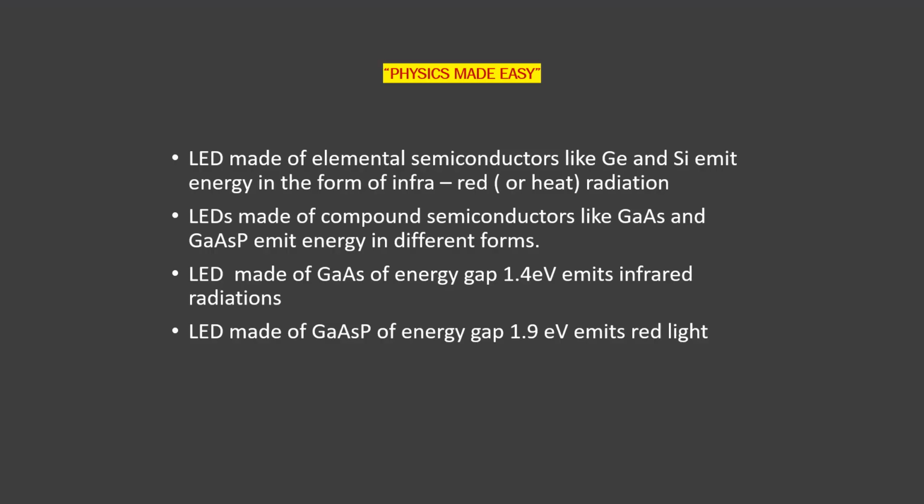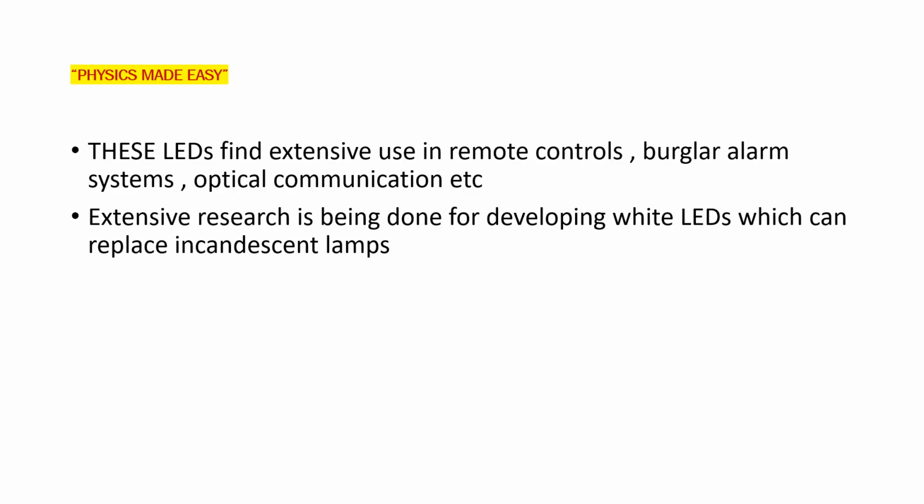LEDs can be made from different kinds of semiconductor. Those made from elemental semiconductors emit energy in the form of infrared radiation, and those created from compound semiconductors emit energy in different forms. There are various uses of the LED, like in remote controls, virtual RAM systems, and optical communication. Also some work is being done on developing white LEDs which can replace incandescent lamps.